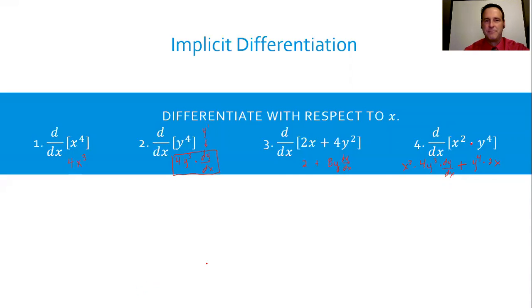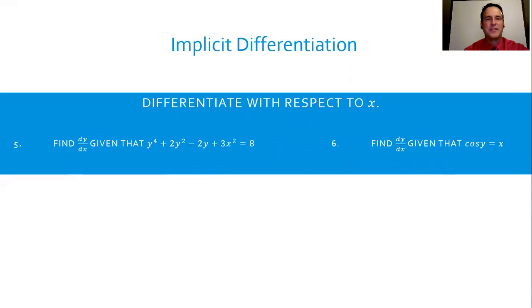Very good. All right, as we move on, it says differentiate with respect to x, and you'll notice that I've got a bigger equation. And so I'll just start off at the beginning, find dy dx. Now, this is being done with implicit differentiation, as opposed to explicit, and we'll talk about that in a second.